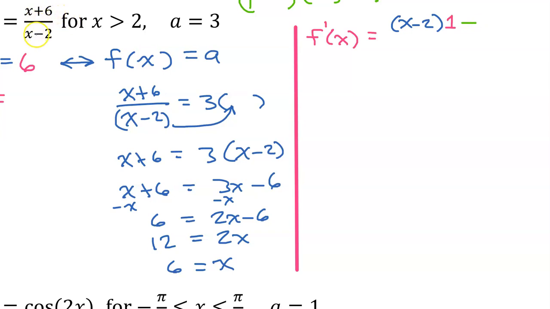Now I need to do high d low. High is x plus 6. D low is the derivative of the denominator, which is just 1. So I have low d high less high d low. Draw the line, and down below, the bottom squared will go. So the bottom squared is x minus 2 squared. So this is the derivative, but I need to simplify it so I can evaluate.